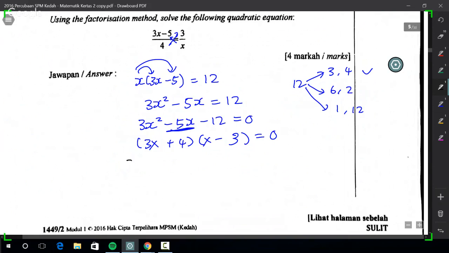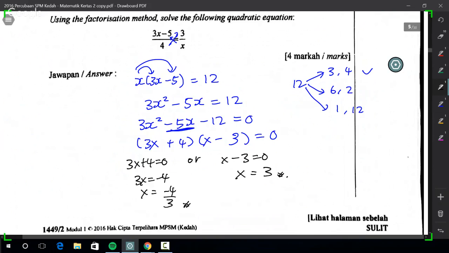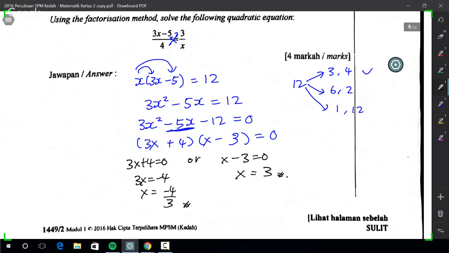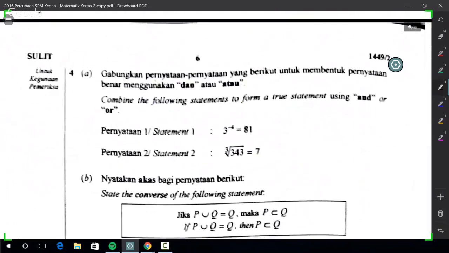So therefore, I can say 3x plus 4 equals 0, or x minus 3 is equal to 0. The question basically asks you to solve, right? So 3x equals to -4, x equals to -4 over 3, and then x is equal to 3. All right, so this is very easy. I hope at least you know how to factorize it. It shouldn't be too hard.